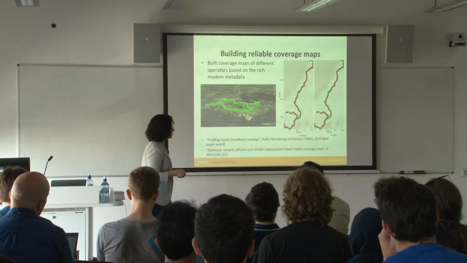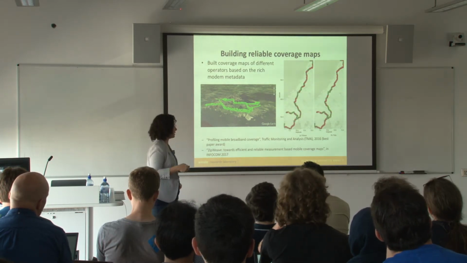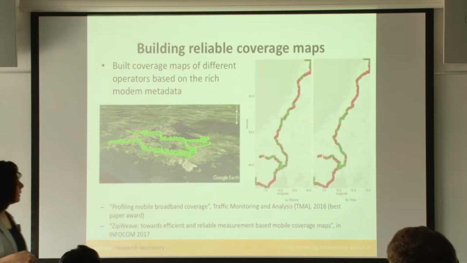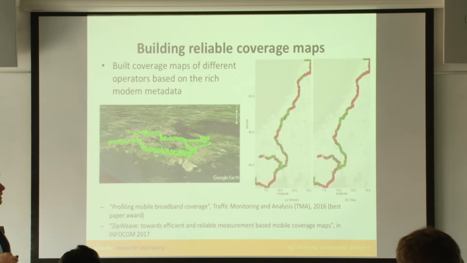We applied some techniques to try to profile the coverage, and then we marked green as good coverage areas, mostly 3G, 4G, and red is the bad coverage. And then we built it for two different operators in Norway just to illustrate. There are some similarities, but there are also some differences. And again, if you are interested in a little bit more on this, I just put a couple of publications we have there. We were here last year to get the best paper award that we are extremely happy about.